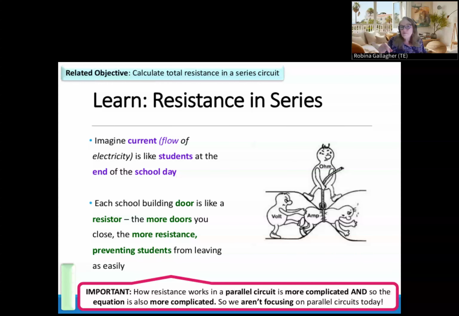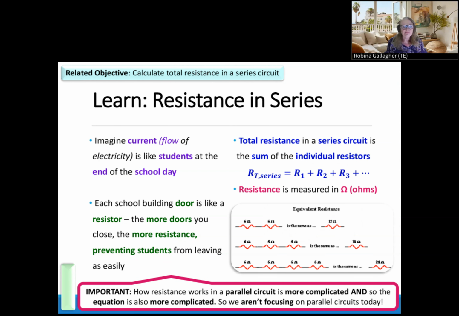Each door is like a resistor, right? And the more doors there are, and the more doors that are closed, the harder it's going to be for the students to open the doors and get out of the building. It's just adding a layer of something else to do to get to the outside.